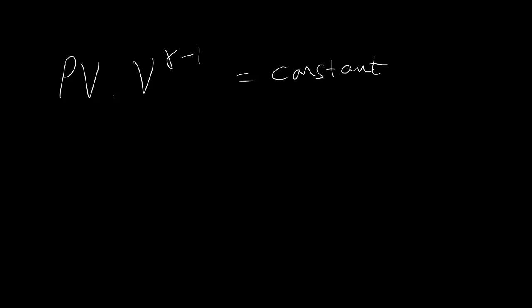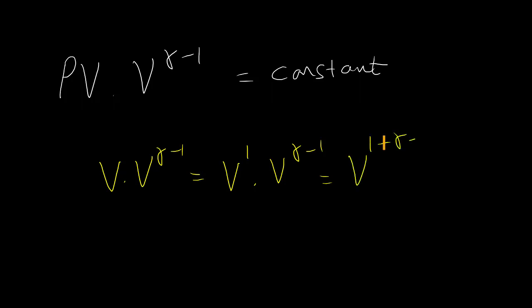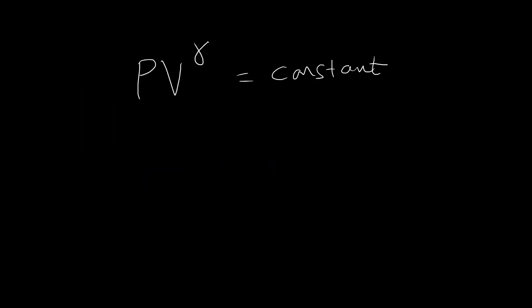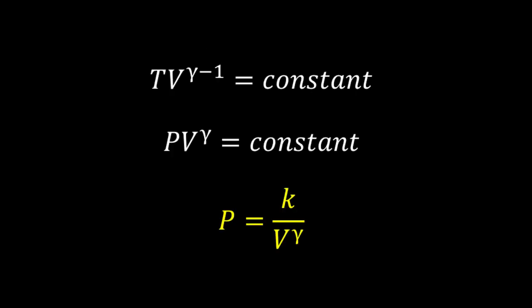Note that V times V to the power gamma minus 1 is equal to V to the power 1 times V to the power gamma minus 1, which is equal to V to the power 1 plus gamma minus 1, which is equal to V to the power gamma. This gives us the final result, which is PV to the power gamma is equal to a constant. Note that we now have an expression for P as a function of V.